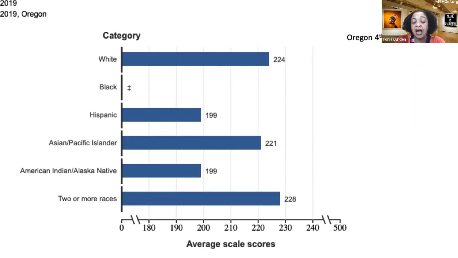And you'll see that Black has a little line, and that's because in Oregon, roughly 2% of your population, your child population, is African-American or Black.